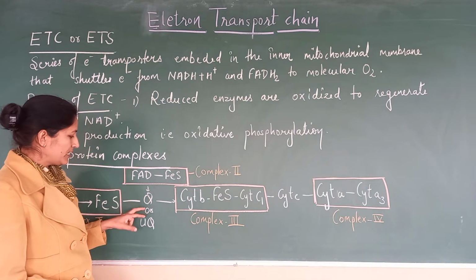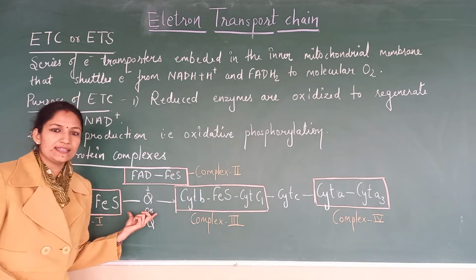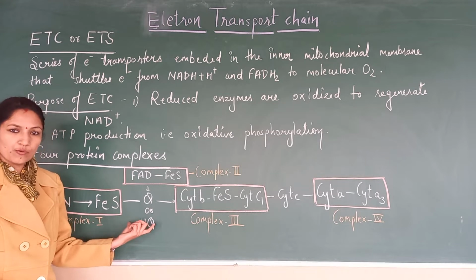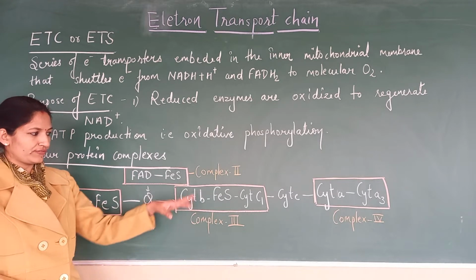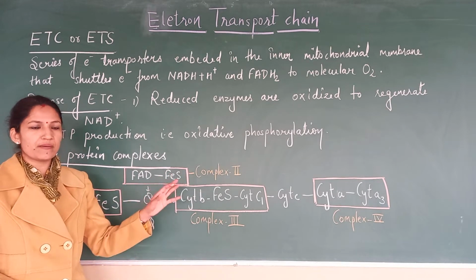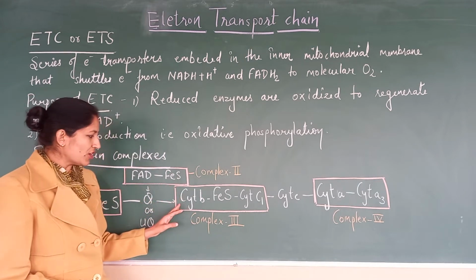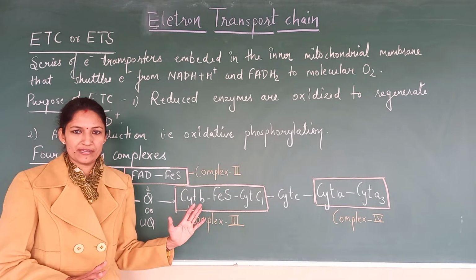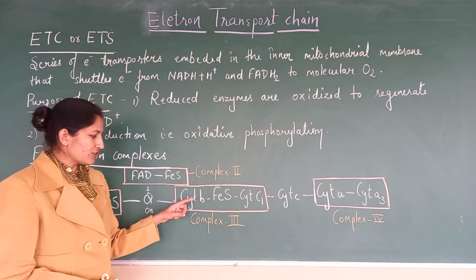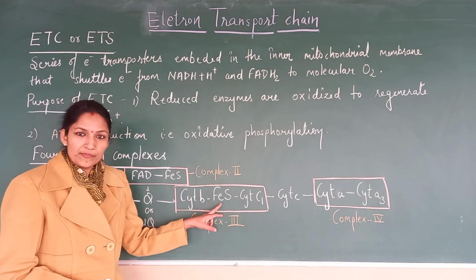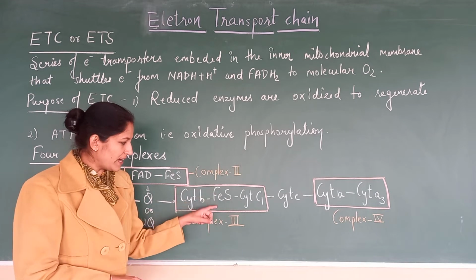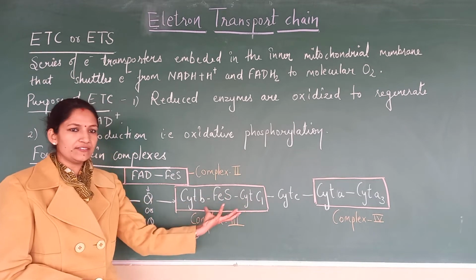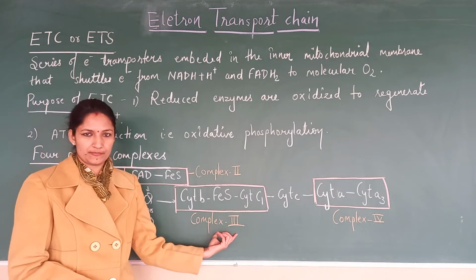Fine. Then we have in between a mobile electron carrier, that is ubiquinol. Mobile means it can move. The rest are fixed in the membrane. The third complex is cytochrome B. Cytochrome B is associated with iron sulfur protein and cytochrome C1. Collectively they make complex 3.